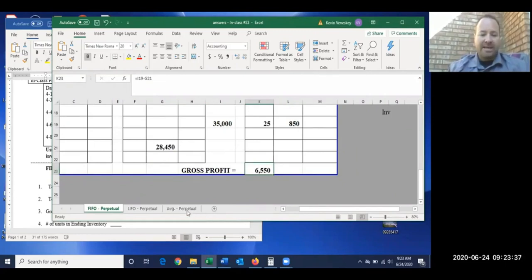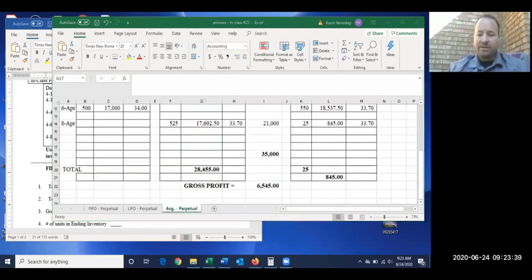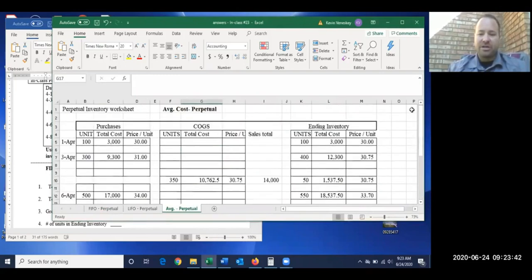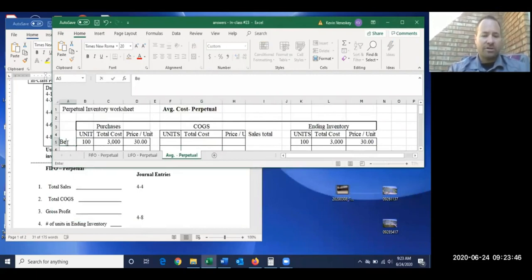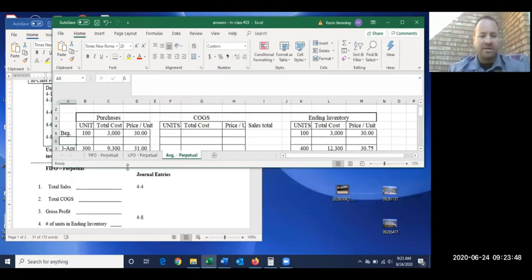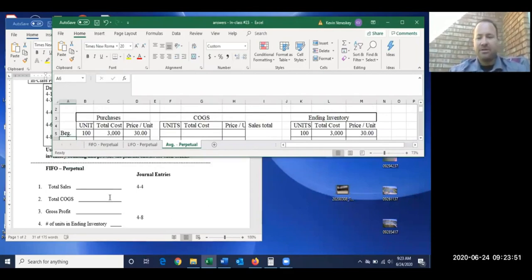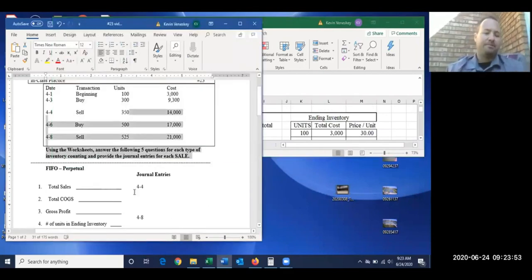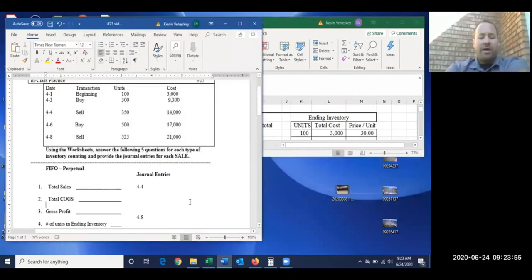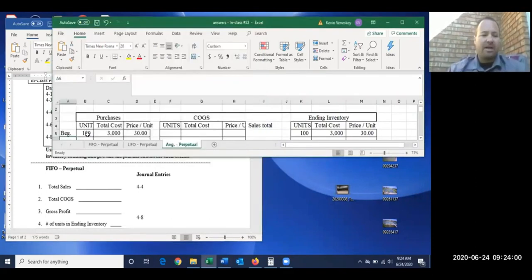All right, we're going to slow it back down a little bit now for the average cost, because the average cost is just a bit different. Nothing real hard, just a little different. FIFO and LIFO are almost exactly the same. You just go with the opposite item. So with the average cost, we still have our beginning inventory, so I can take it off my purchase. Still have my beginning, so I have the 100 items, nothing new there.